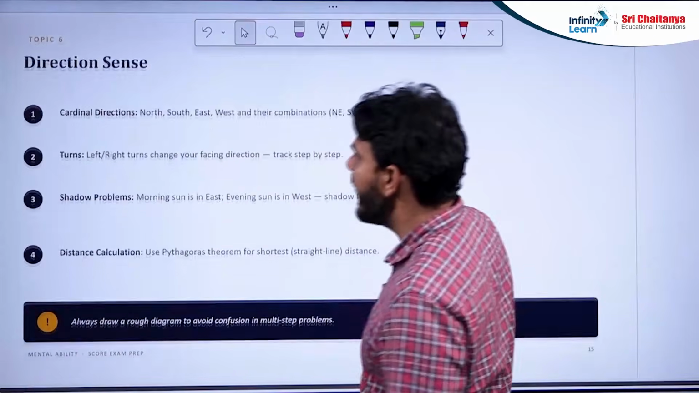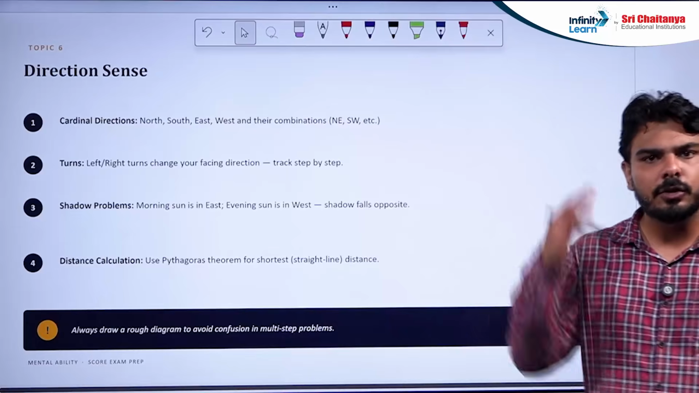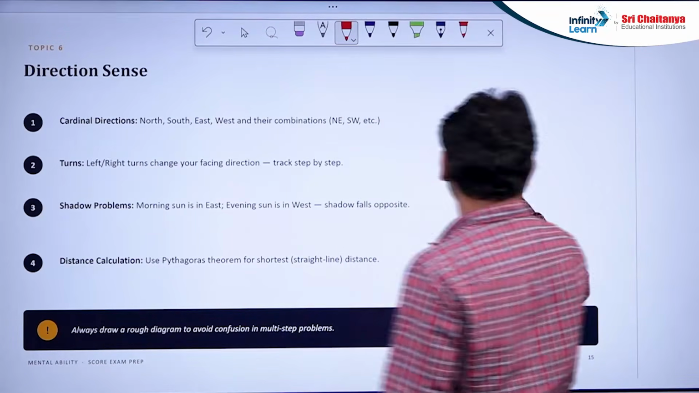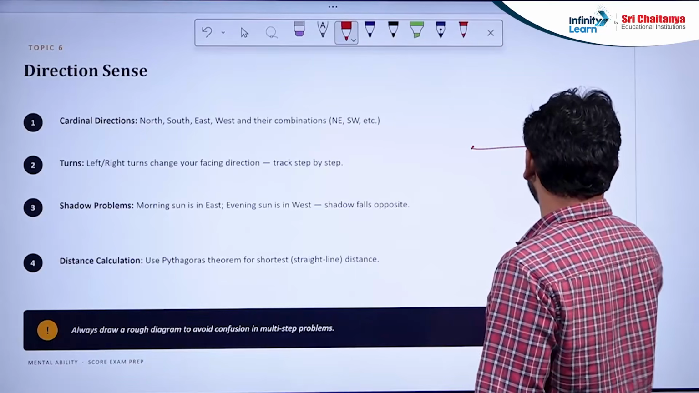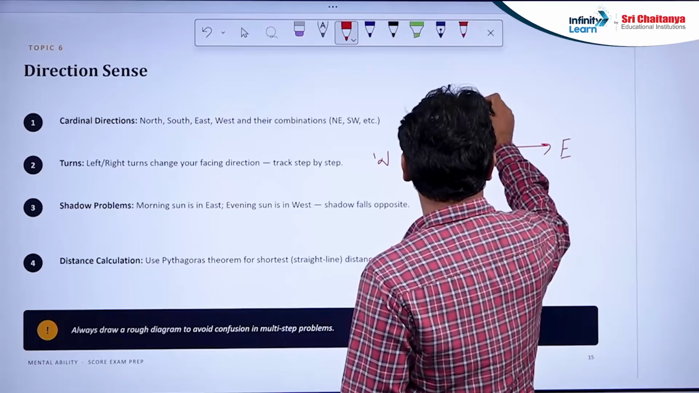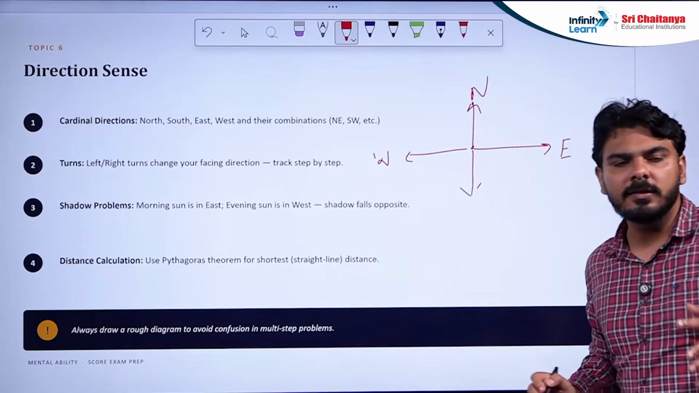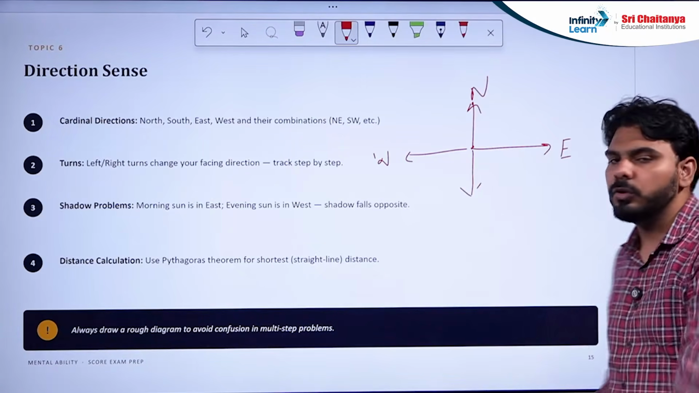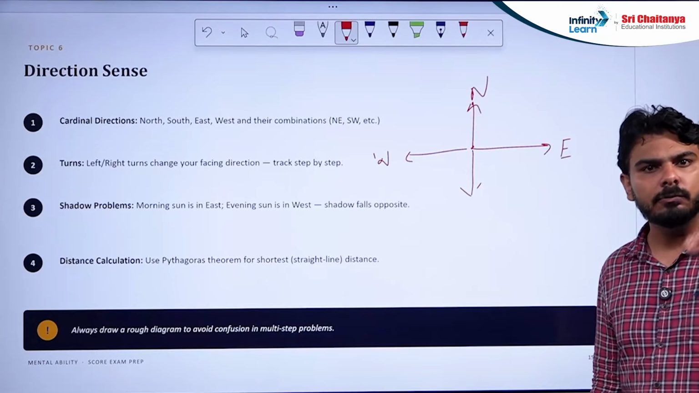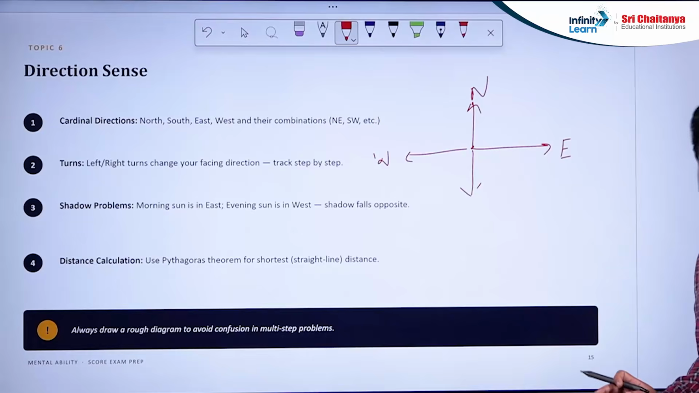So direction sense. Direction sense is a reasoning topic. You know about the directions north, east, west and south. Let me tell you where most students find trouble in solving these questions. I have been teaching this subject for a lot of years now, about 6 or 7 years. Most students fail in these kinds of questions in only one concept.